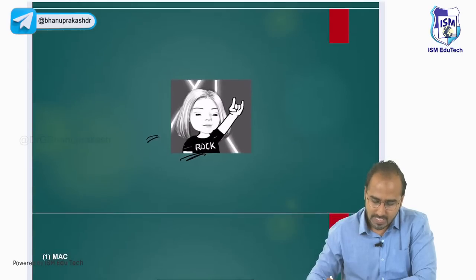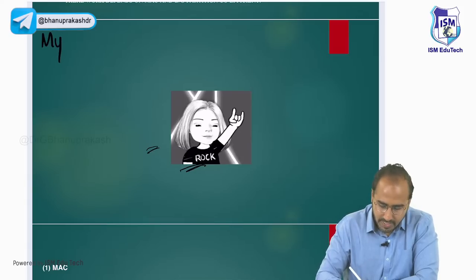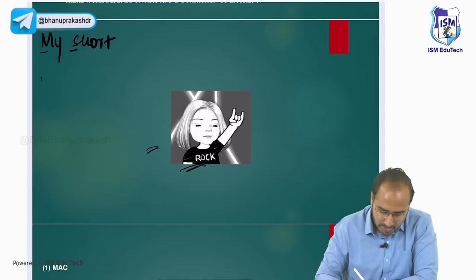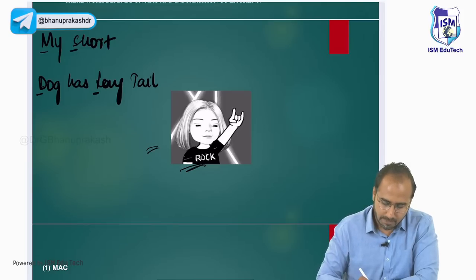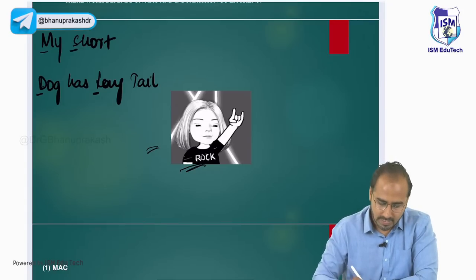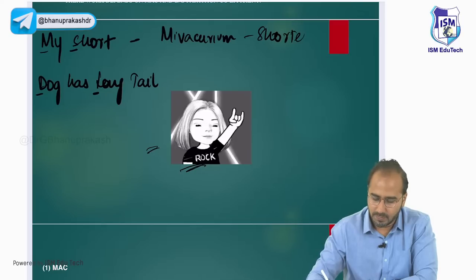Just look over here, guys. There is a mnemonic to remember it. My short dog has long tail. My short means what? Shortest is mivacurium, it starts with M. So mivacurium is the shortest acting non-depolarizing muscle relaxant.